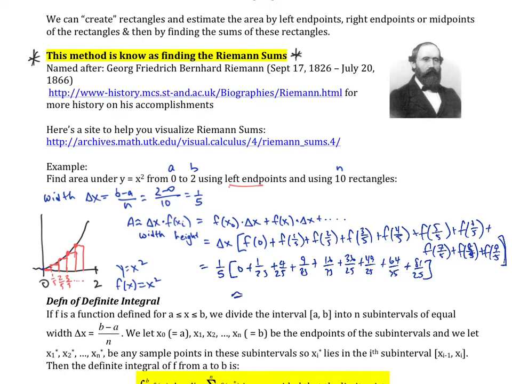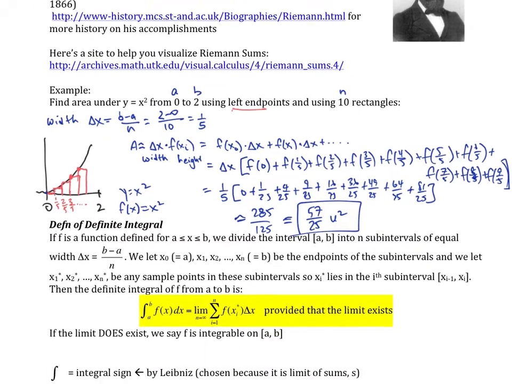I'm going to do it on the side here, and you will get 285/125, which, when you reduce it, is 57/25 square units. Okay, so that was an example of Riemann sums on an interval from 0 to 2 for y equals x squared with 10 rectangles. So now let's take a look at what we got over here.